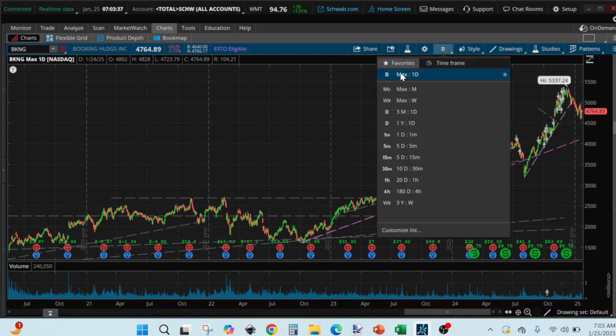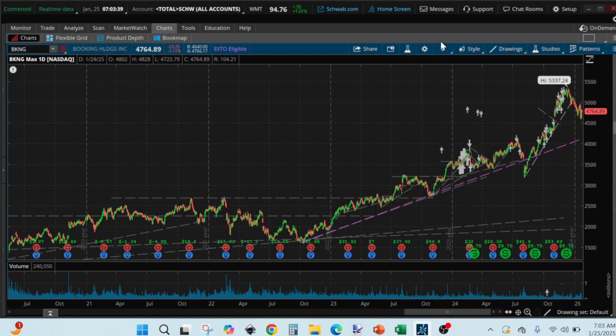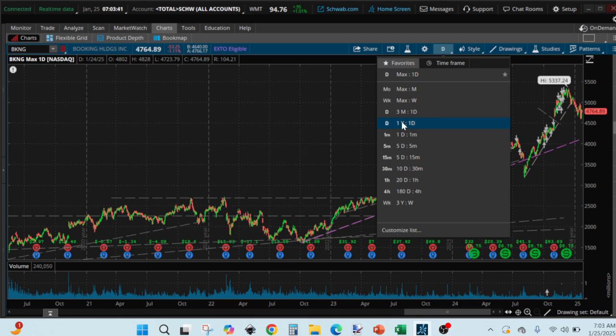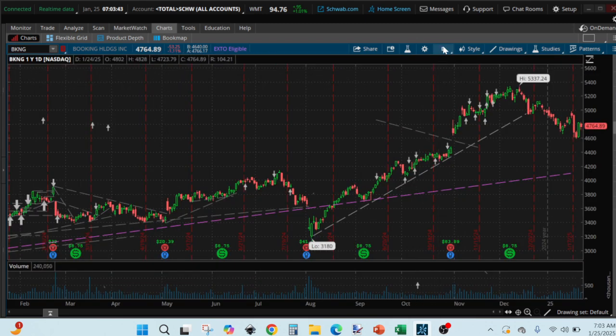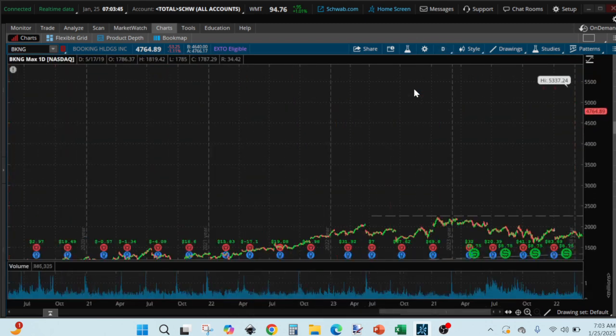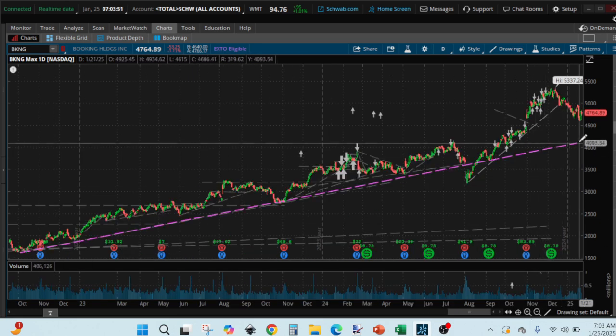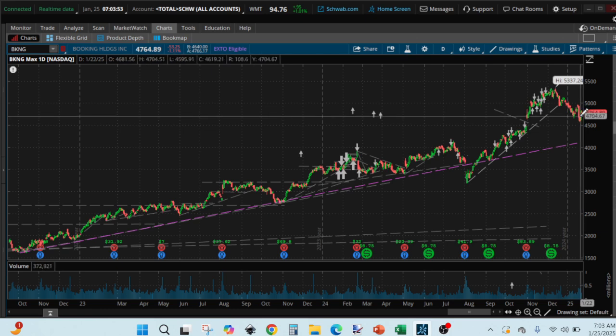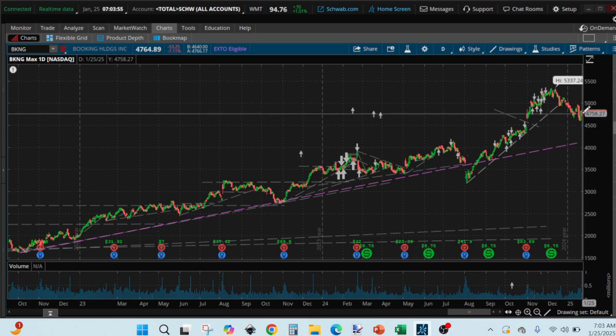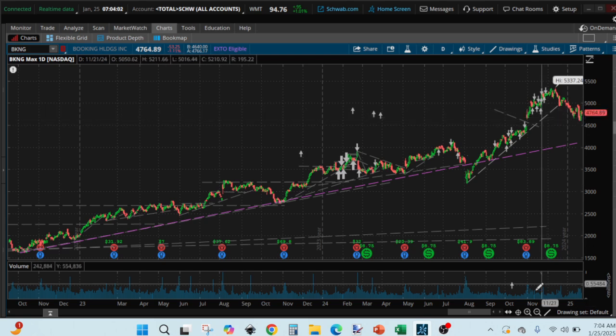Using a daily chart, you can use the maximum daily chart or the 1 year daily chart. We are going to use the maximum daily chart. And for BKNG, with our long option and swing trading strategy, we are going to compare where the price was yesterday when the market closed, which was January 24th, 2025. The price went down that day.